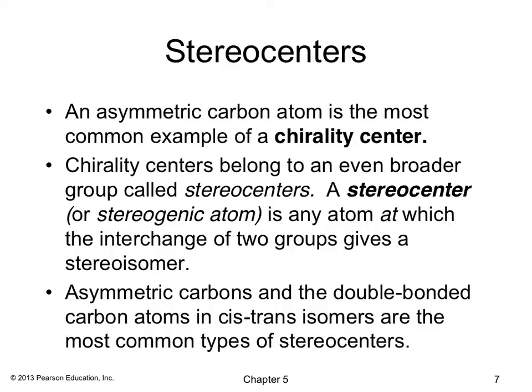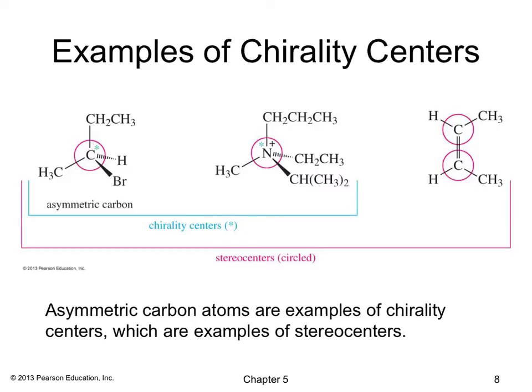Stereocenters: an asymmetric carbon atom is the most common example of what is called a chirality center. Chirality centers belong to a broader group called stereocenters. A stereocenter or a stereogenic atom is any atom at which the interchange of 2 groups gives a stereoisomer. Asymmetric carbons and double bonded carbons in cis-trans isomers are the most common types of stereocenters, and we'll show that example in this slide.